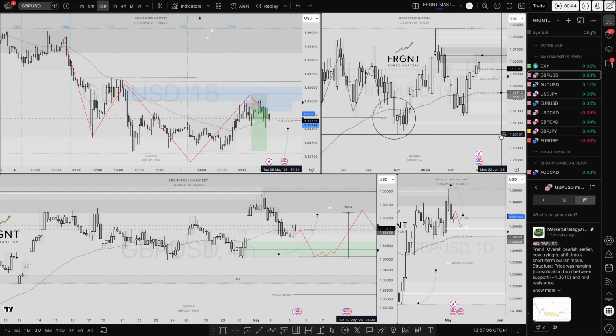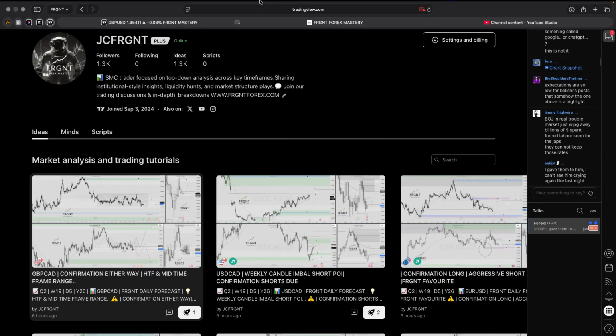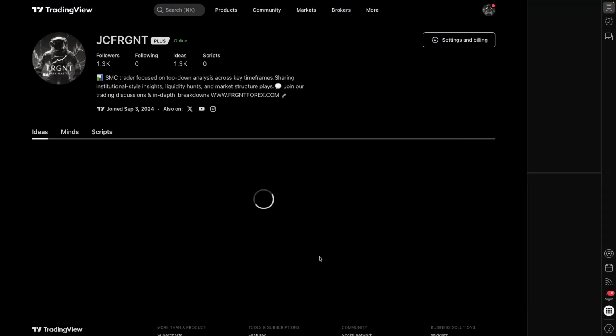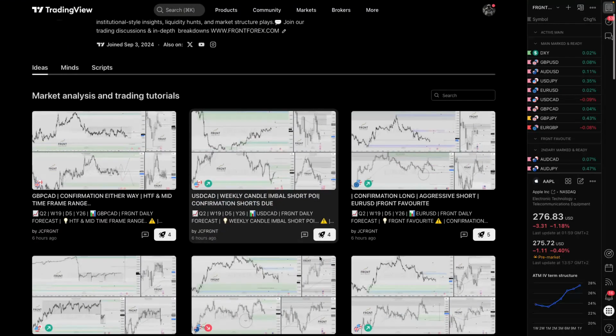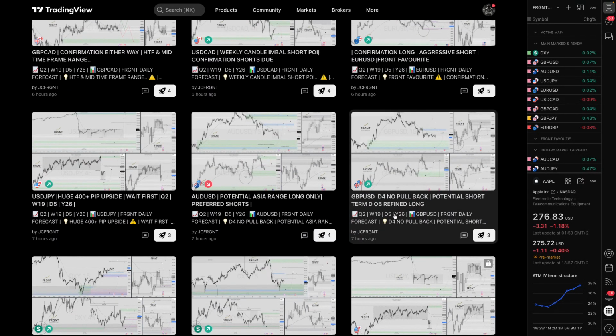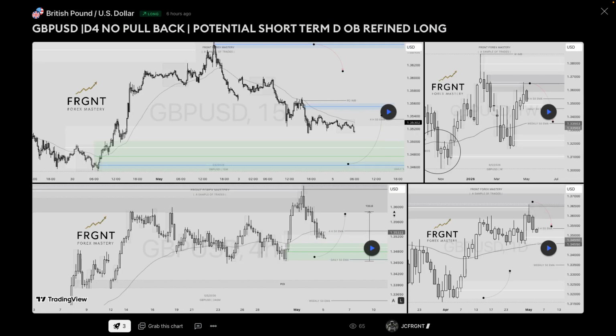So first and foremost, what do we have? Let's take a look at this morning's plays, as we always do. We'll give that a quick refresh to see what was on offer this morning. So a couple of charts posted as always 7 hours ago. Here we are. So potential short-term daily order book refined long, and with the long, speaking about rather, that would have come from this area here.